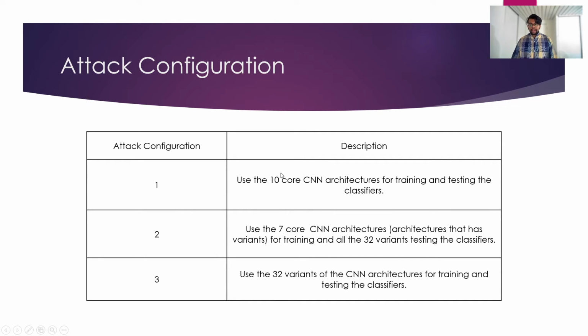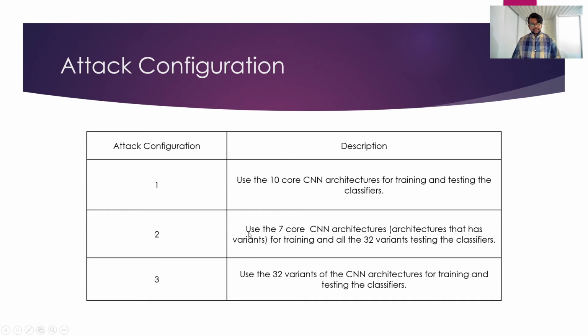We have three different attack scenarios here. Attack scenario 1 is pretty straightforward. We assume that the attacker has access to the power data of the 10 core CNN architectures, so the attacker trains its classifier with this data. And when it gets the power data from the victim, it can just feed it here as testing data, and figure out what architecture the victim is actually using.